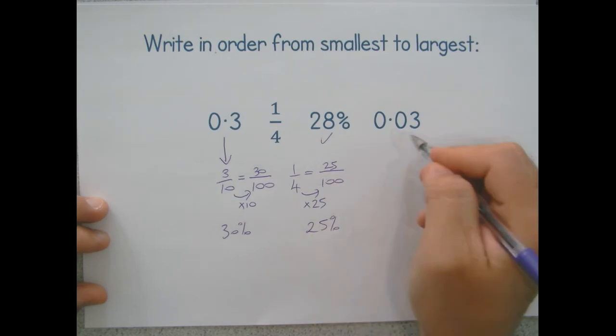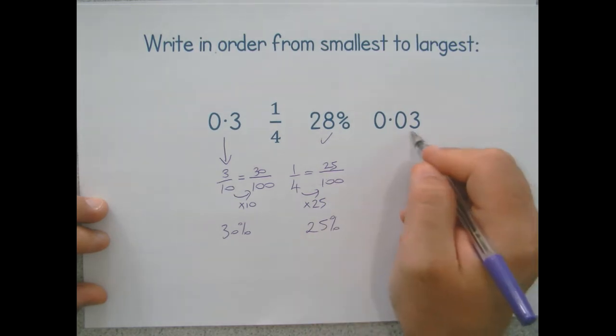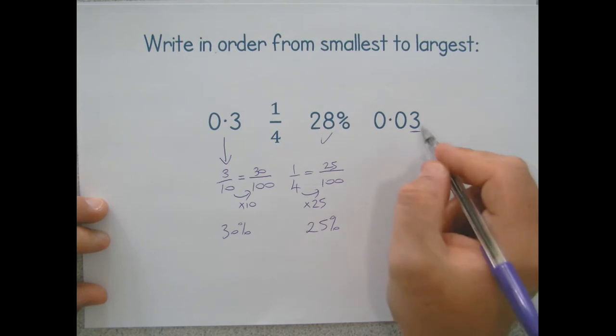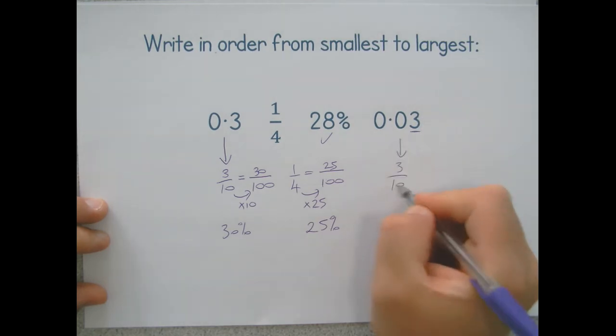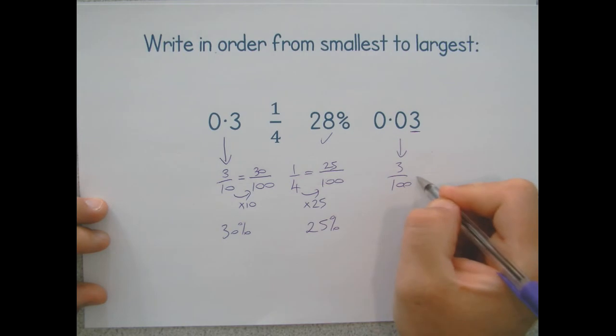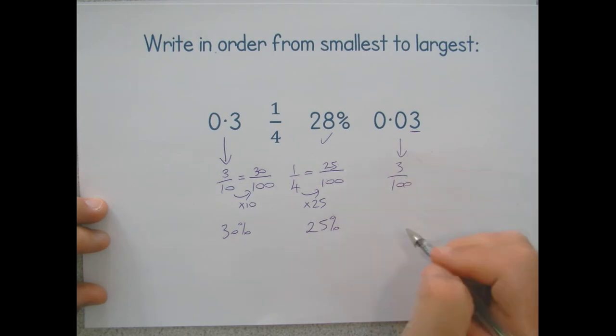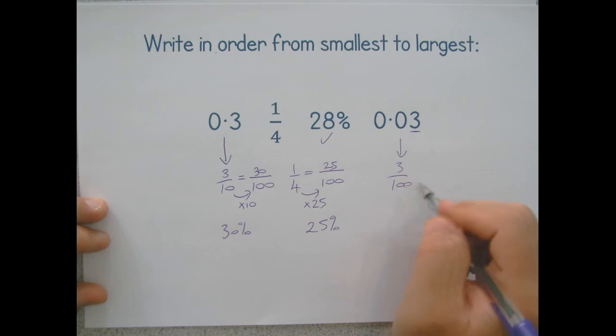And then 0.03, well, think about what place value this has. It's in the hundredths column. So this is 3/100ths, which you can see is already out of 100. So you can see straight away we've got 3%.